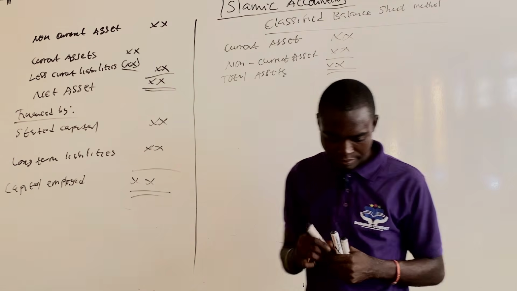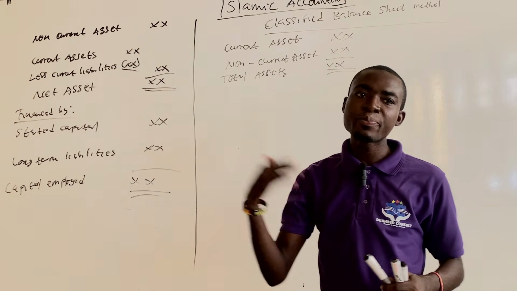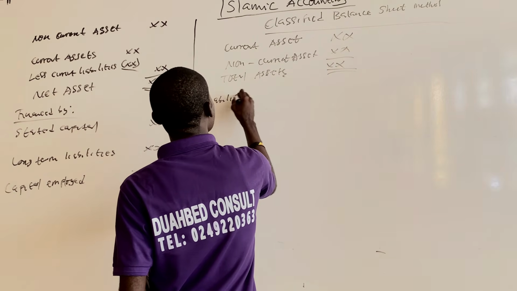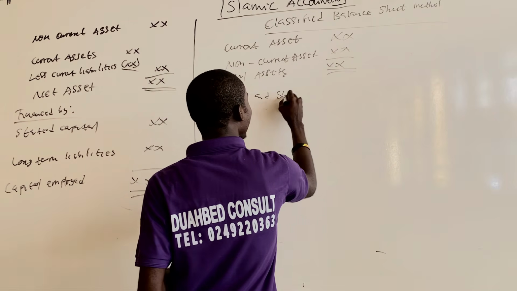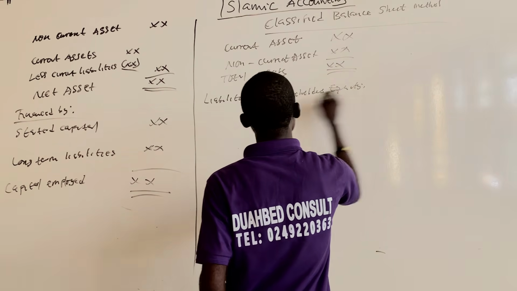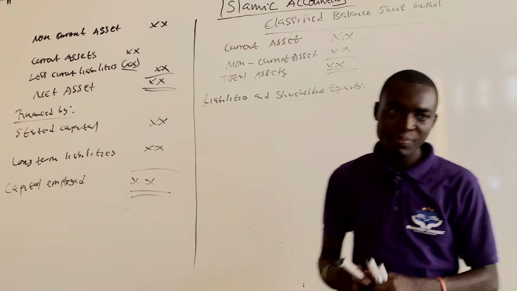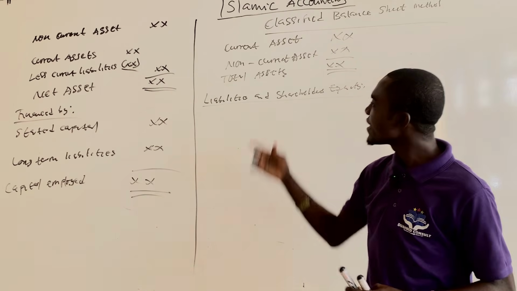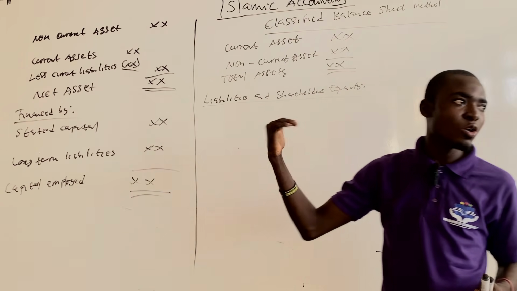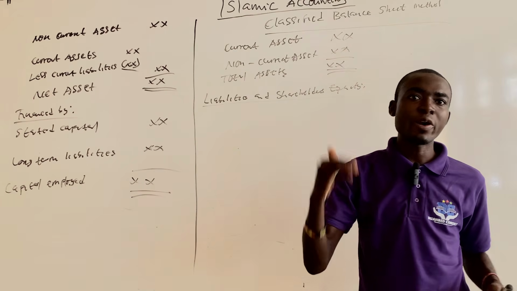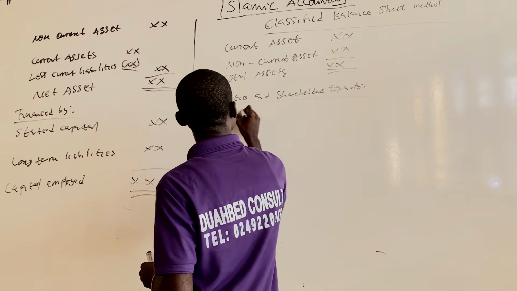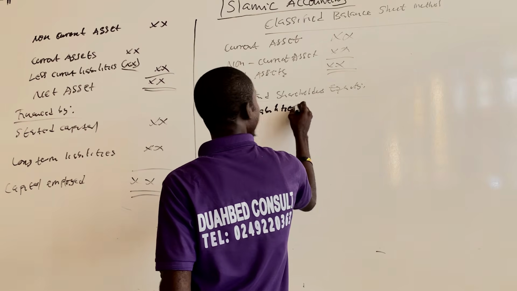So after this, we proceed with liabilities and then shareholders' equity, which is the same as financed by. So over here too, instead of starting with the stated capital and after that the long-term liabilities, you just start with your current liability first. So record your current liability.